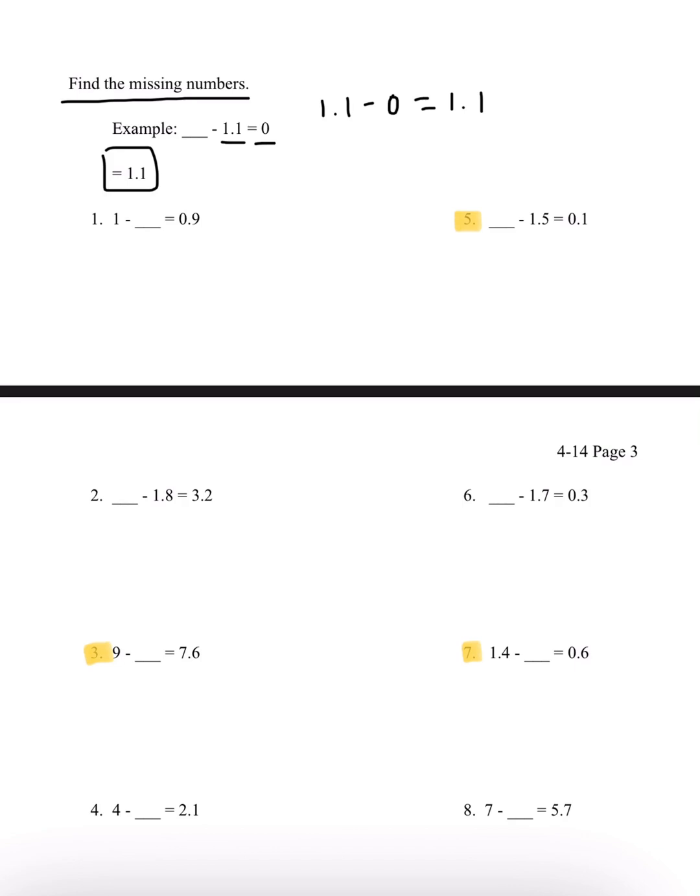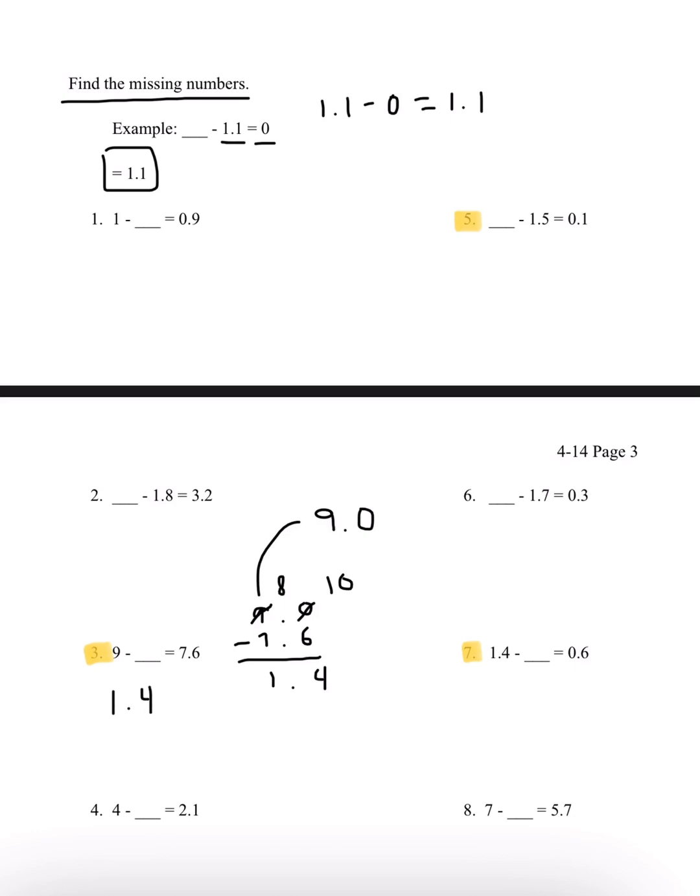Number 3, we have 9 minus blank equals 7.6. So we're going to do 9 minus 7.6. When we have a whole number like this, there's always a decimal point in the back and a 0. So we're going to turn this into a 10. This becomes an 8. 10 minus 6 is 4. Don't forget the decimal point. And 8 minus 7 is 1. So for number 3, our missing number is 1.4.